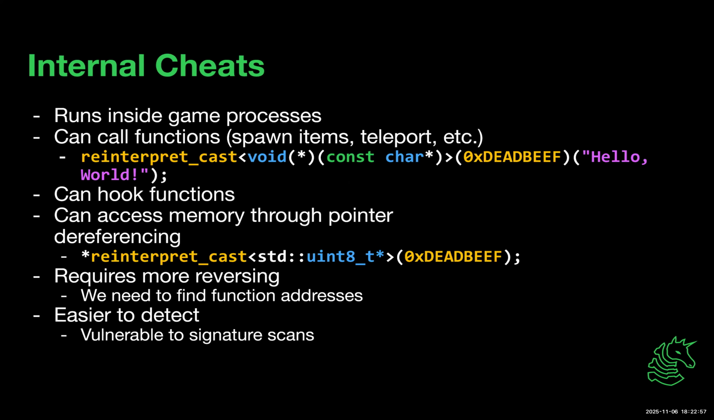These actually run inside the game process, and they can call functions like spawn items or teleport. If you have a function that you write in C, say teleport to some coordinates, to move the player to some point in the game, you can actually call that yourself and arbitrarily teleport yourself anywhere. That's what makes this really powerful.